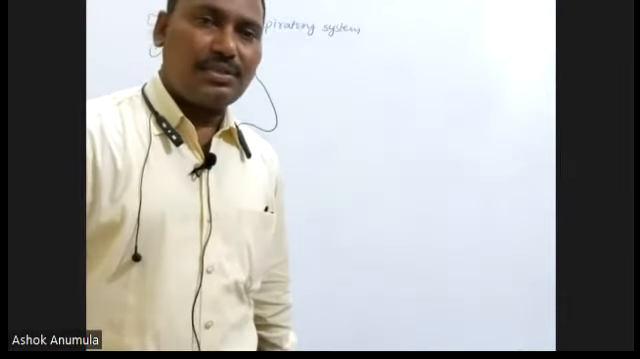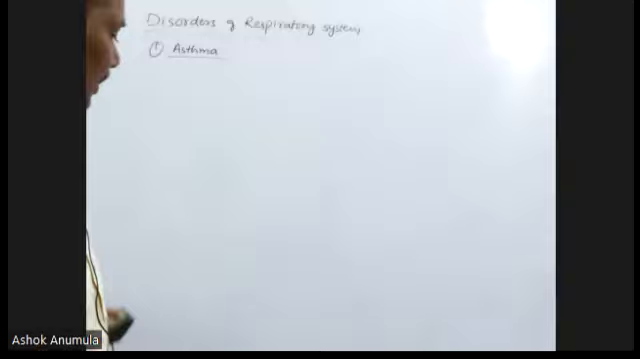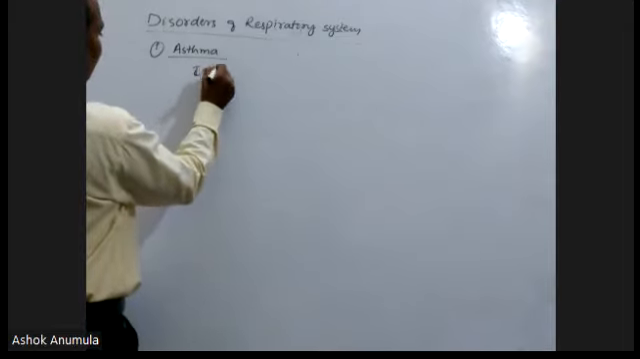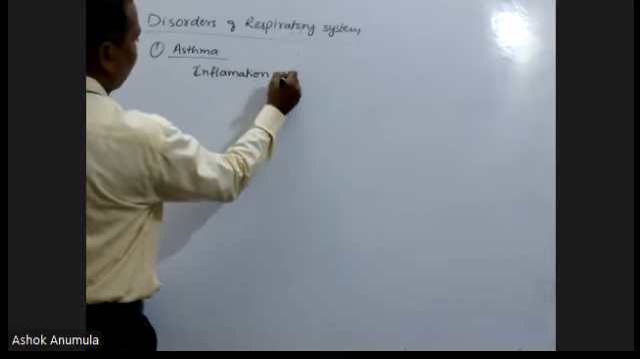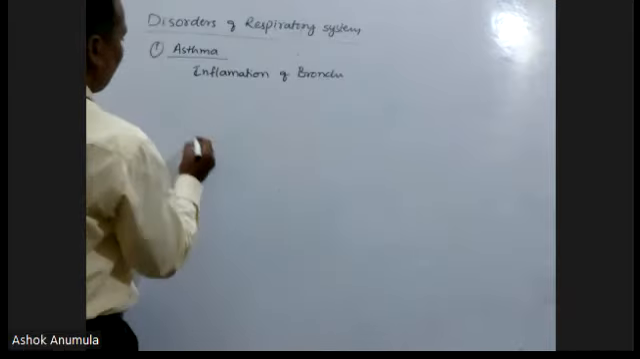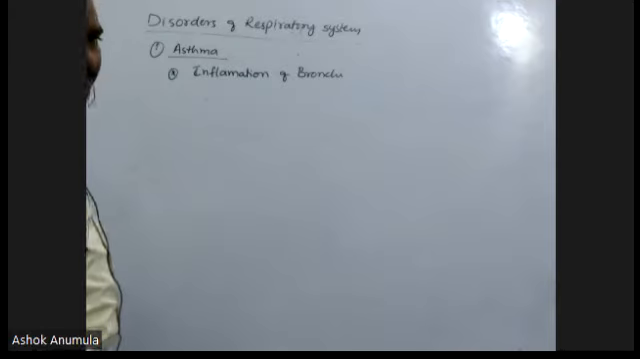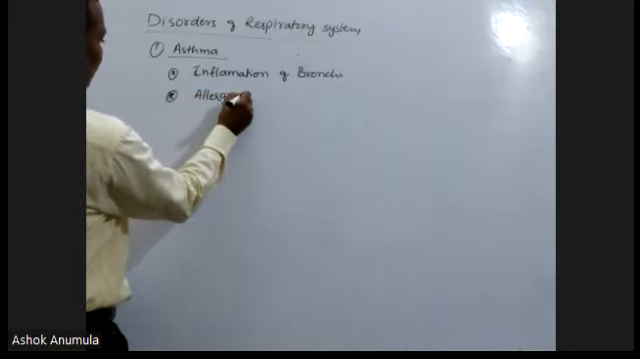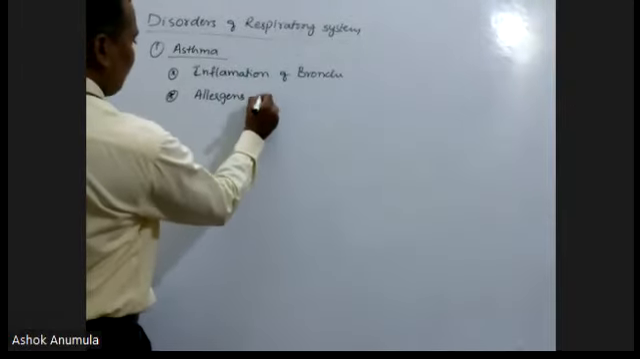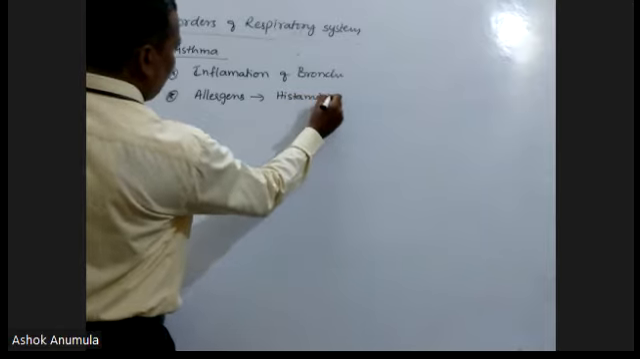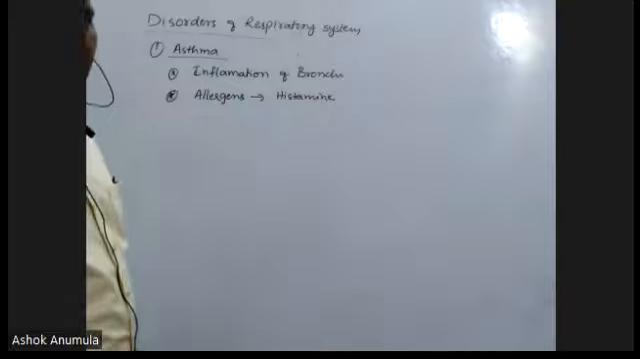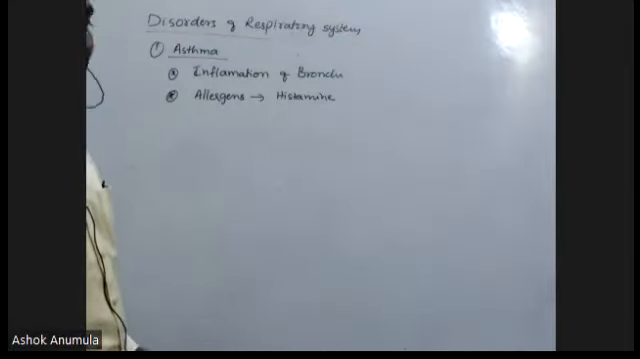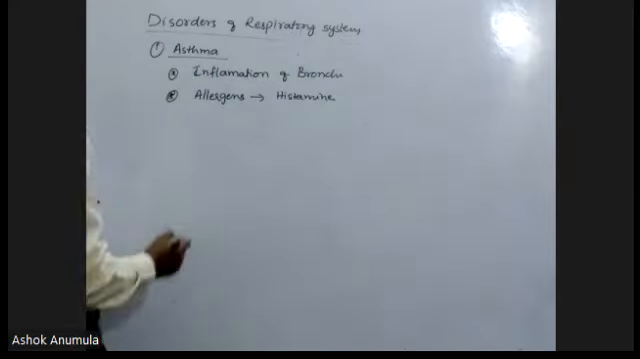Nowadays, so many people are suffering with asthma. How is it affecting the person? Here you can take inflammation of bronchi. It develops due to inflammation of bronchi. When we take in allergens, histamine is released. Due to this histamine, the inflammation occurs. Inflammation of the bronchi is called asthma.